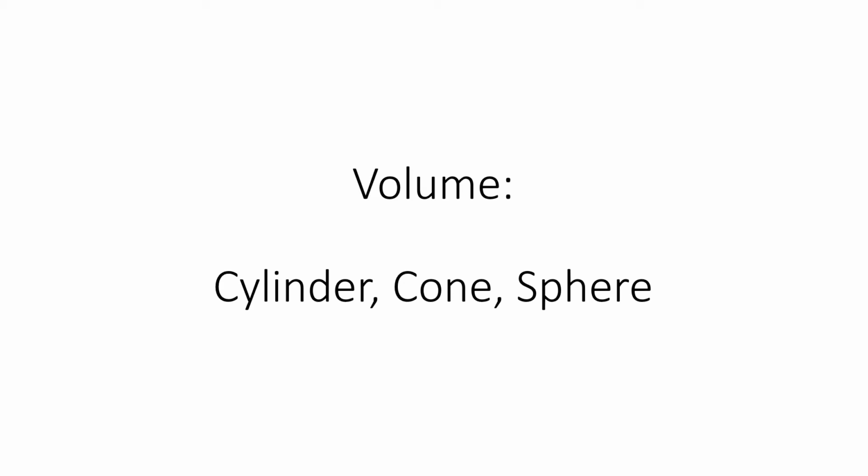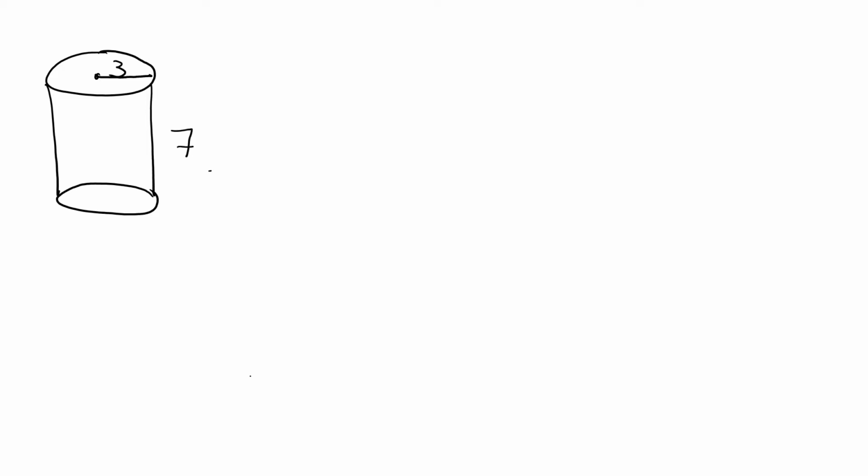This video is over volume of cylinders, cones, and spheres. Our first problem has a cylinder that has a radius of 3 and a height of 7. We use our formula, V equals pi r squared h, plugging in our radius 3 and our height 7.